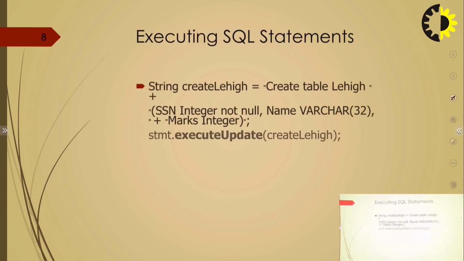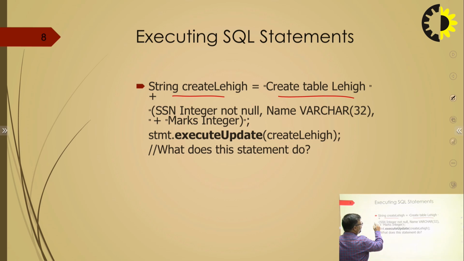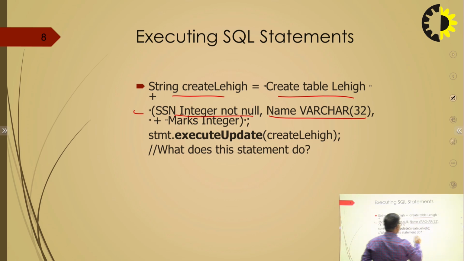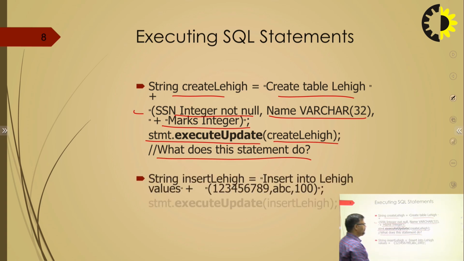Next, how to execute an SQL statement. Here is a string: create table Lehigh, with SSN as integer not null, name as varchar, and marks as integer. Here statement.executeUpdate is used with the create string. This statement will be executed.